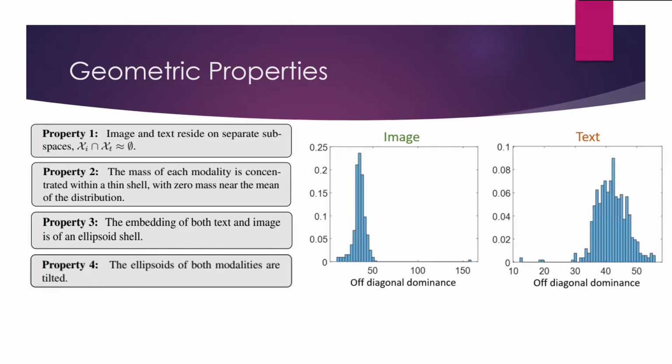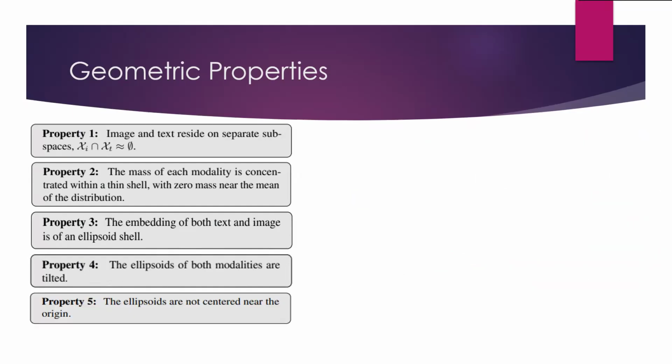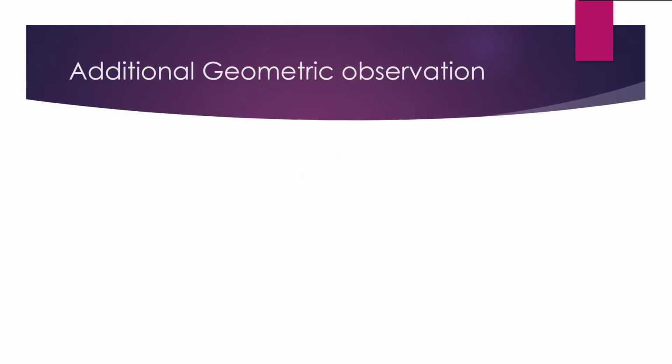Fourth, the ellipsoids are tilted. Their covariance matrices have strong off-diagonal values. And finally, the modality means are not centered at the origin. Each ellipsoid is shifted in space.